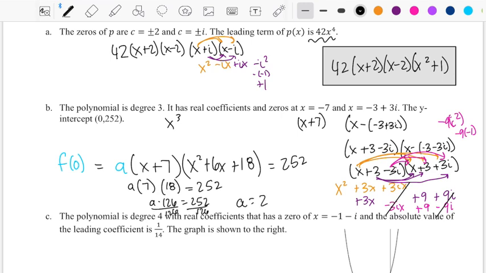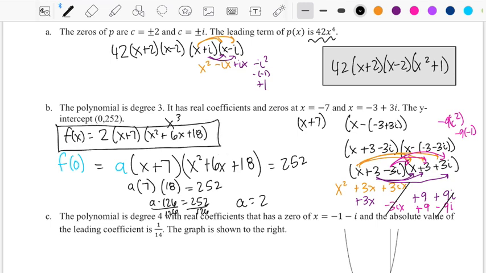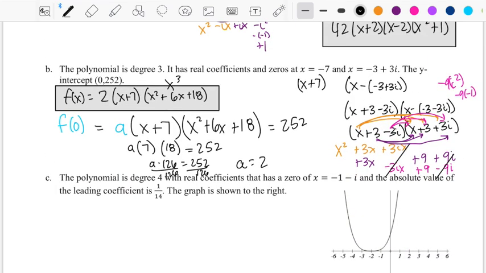So a equals 2. What this tells us about our polynomial is that f of x should equal 2 multiplied by x plus 7 multiplied by x squared plus 6x plus 18. And that is the polynomial that we needed. So now it gives us a graph.